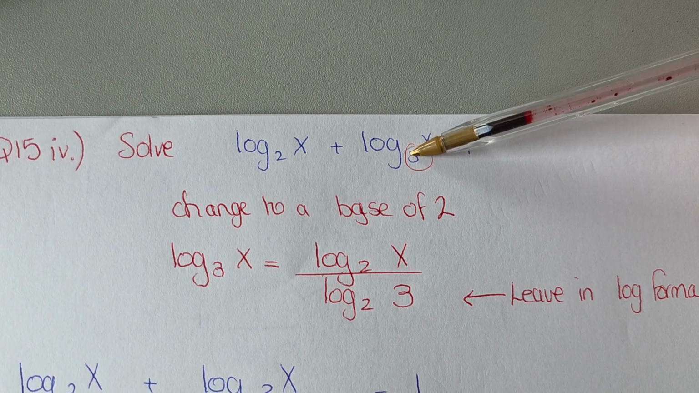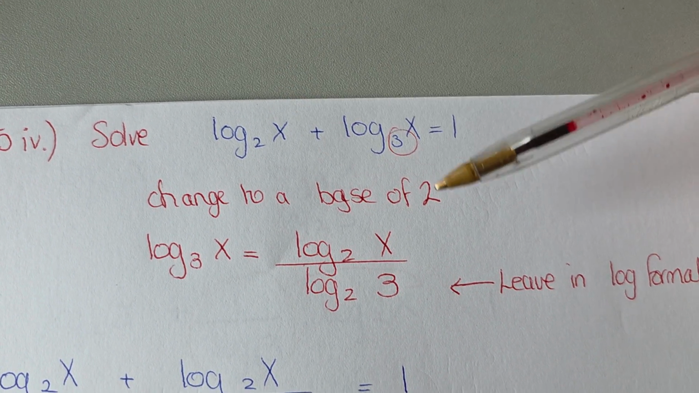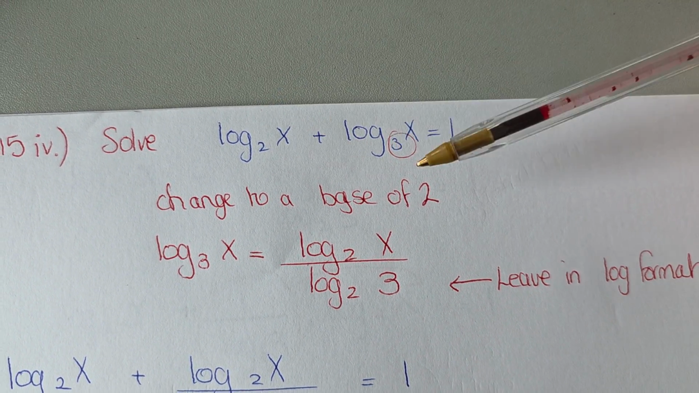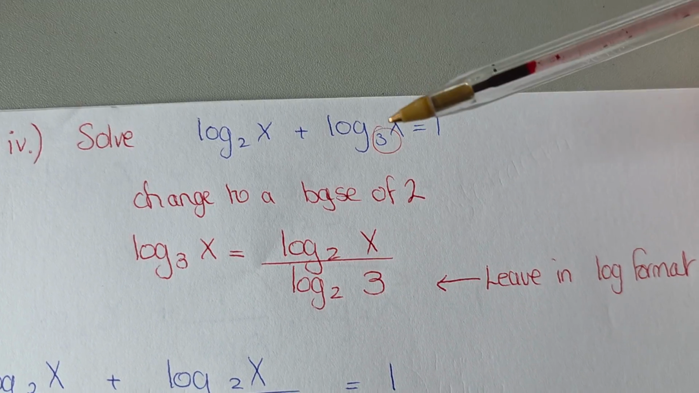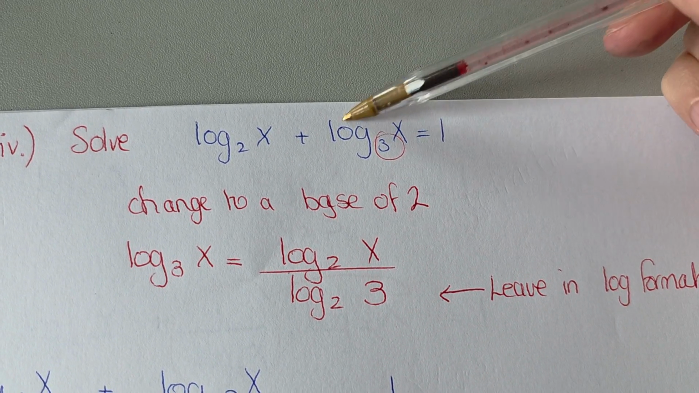Again, we're in two different bases, so I need to change it all to the same base. I'm going to bring it all to a base of 2 because 2 is smaller than 3. That's just a rule of thumb. It doesn't actually matter what base you bring them to. So then I only have to change this one.